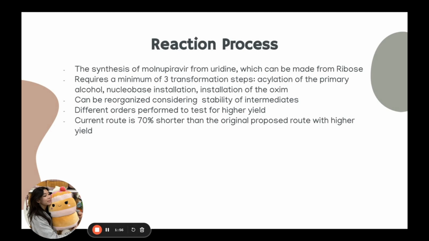So how is Lagevrio made? The synthesis of molnupiravir is actually from uridine, which can be made from ribose. The process requires a minimum of 3 transformation steps: acetylation of the primary alcohol, nucleobase installation, and the installation of the oxime. These transformations can actually be performed out of order, but the stability of intermediates must be taken into consideration. Different orders of the transformations were taken in an attempt to obtain a higher yield. The current process is 70% shorter than the original proposed route and provides a much greater experimental yield.